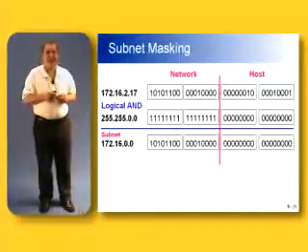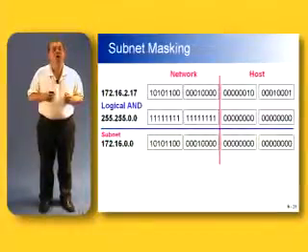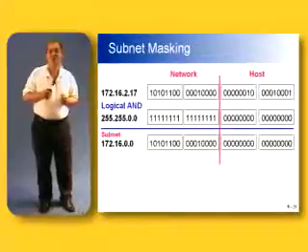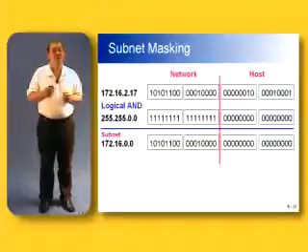So first octet, 1 and 1 is 1. 0 and 1 is 0. 1 and 1 is 1. 0 and 1 is 0. 1 and 1 is 1. 1 and 1 is 1. 0 and 1 is 0. 0 and 1 is 0. 0 and 1 is 0. 0 and 1 is 0. 0 and 1 is 0. 1 and 1 is 1. 0 and 1 is 0. 0 and 1 is 0. 0 and 1 is 0. 0 and 1 is 0.